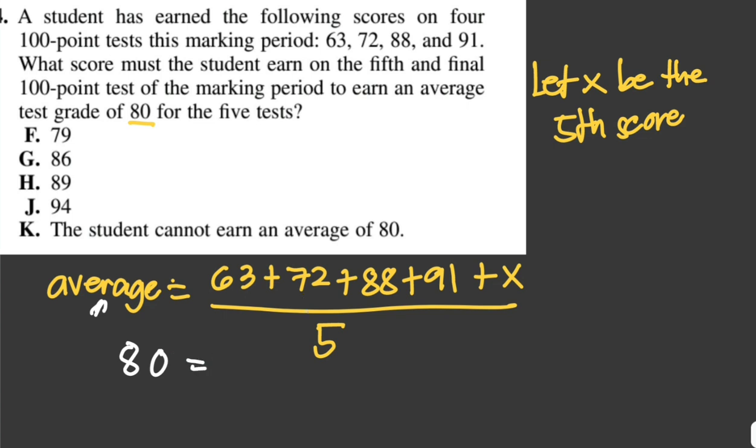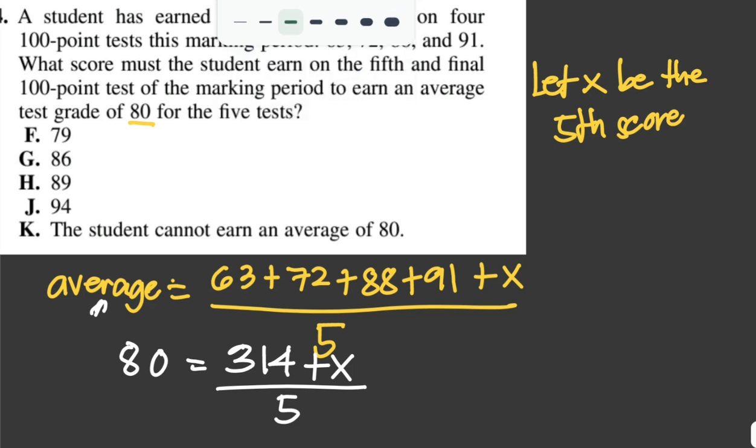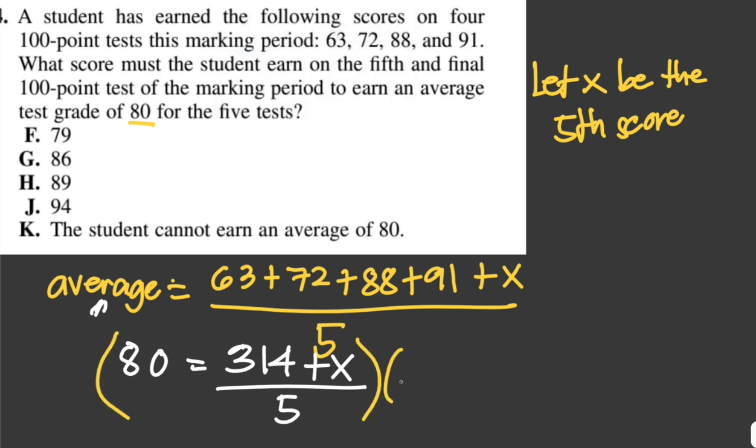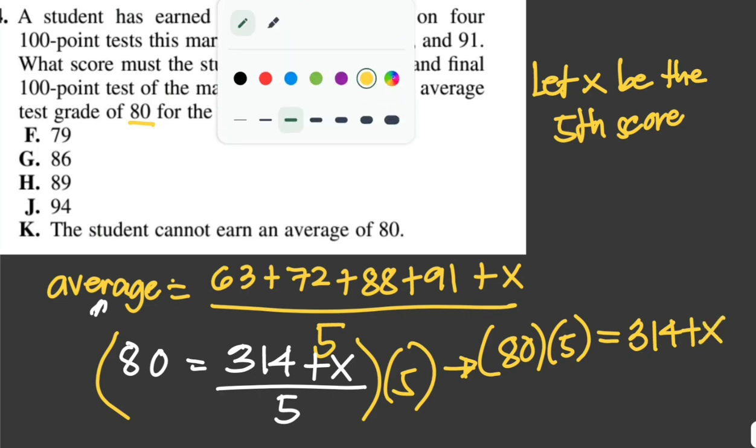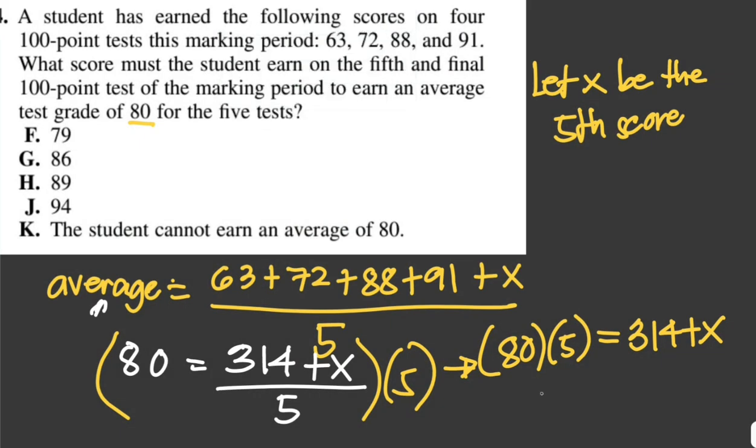80 equals 63 plus 72 plus 88 plus 91. That is 314. So 314 plus x over 5. And now we can solve for x. We just have to multiply both sides by 5 to get rid of the 5 on the right. Then this would become 80 times 5 equals 314 plus x. And 80 times 5 is just equal to 400. Okay, 400 equals 314 plus x.